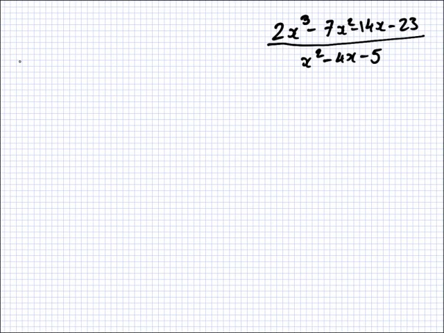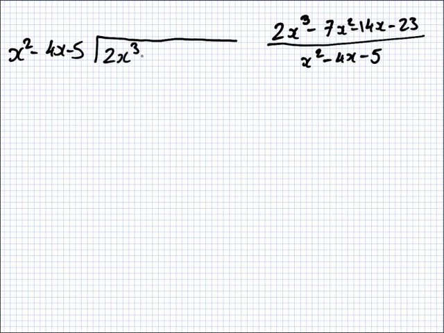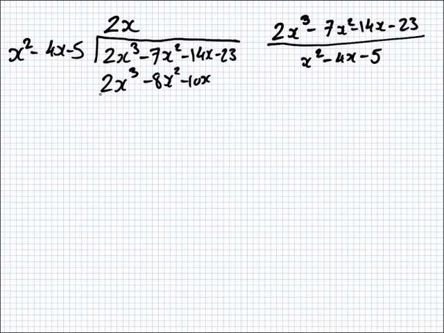So just on the side here, x squared minus 4x minus 5 divided into 2x cubed minus 7x squared minus 14x minus 23. Okay, so the first one's obviously going to be 2x, isn't it? 2x cubed minus 8x squared minus 10x. I subtract, and what do I get? x squared minus 4x minus 23.